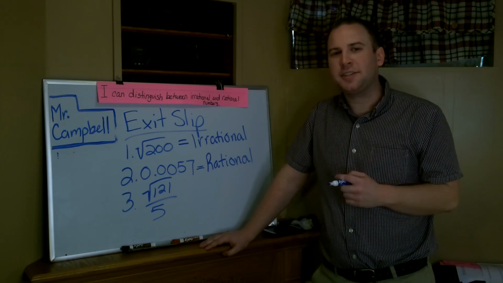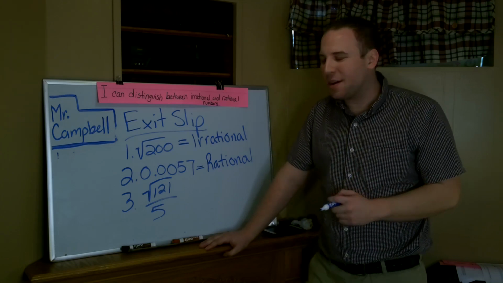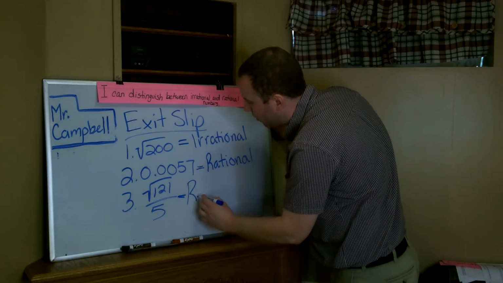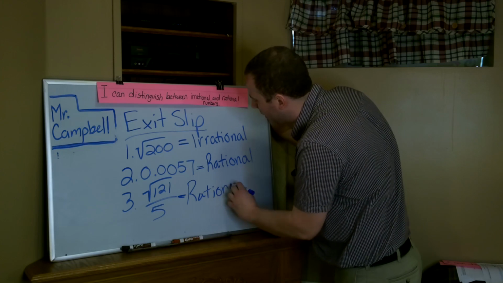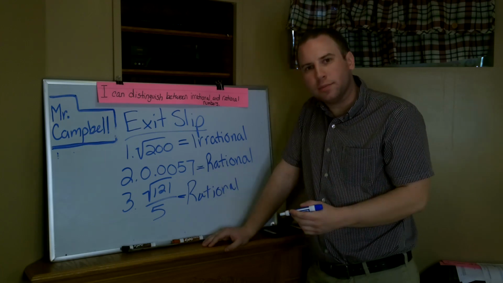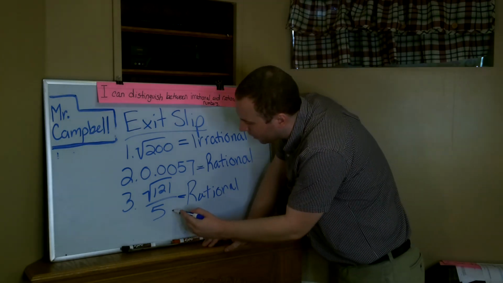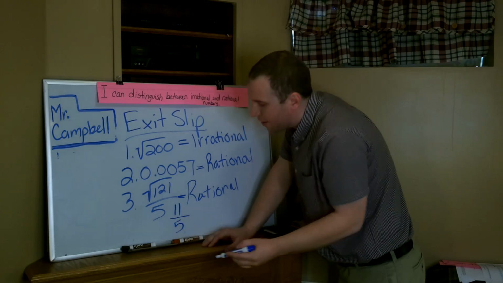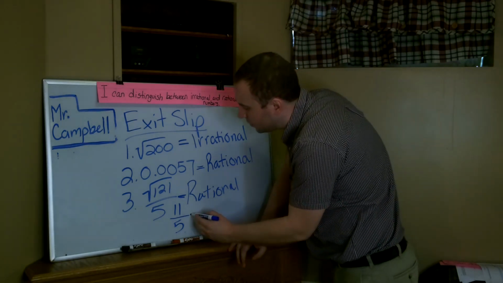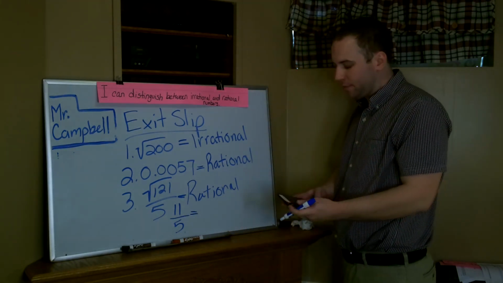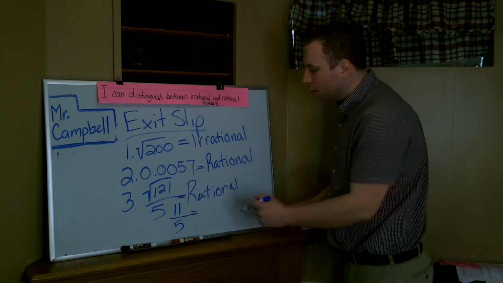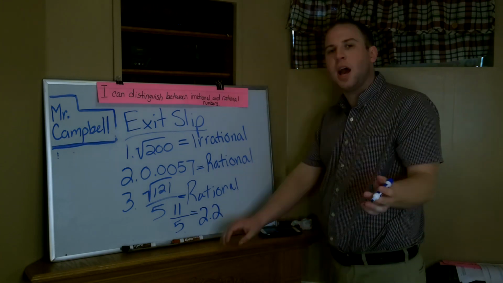And finally, our last question. I couldn't stump you, could I? The answer is rational. Now you're probably thinking to yourself, wait a minute, Mr. Campbell. There is a fraction and there's a square root. What does that mean? Well, 11 over 5, because 121 is a perfect square. A perfect square gives me 11, and 11 over 5 would give me 2.2, which is a non-repeating decimal.